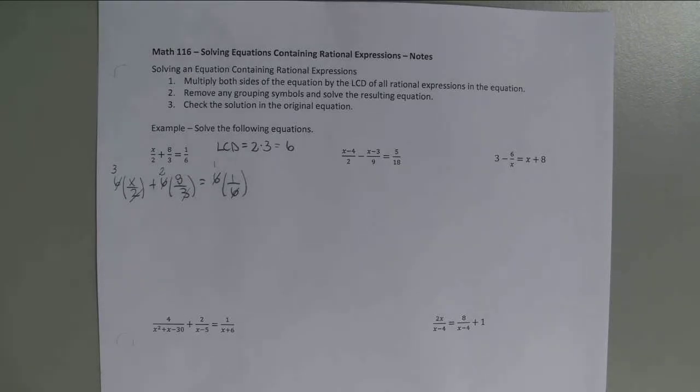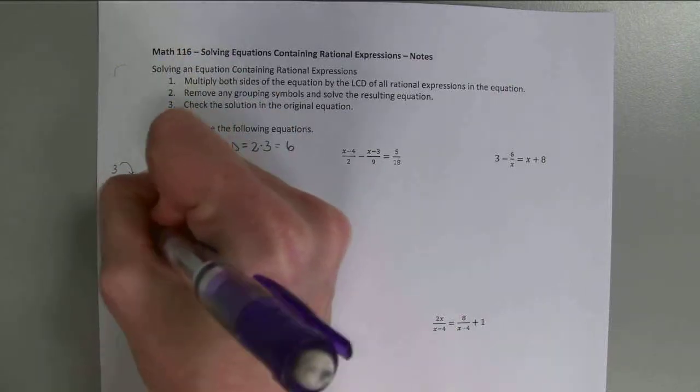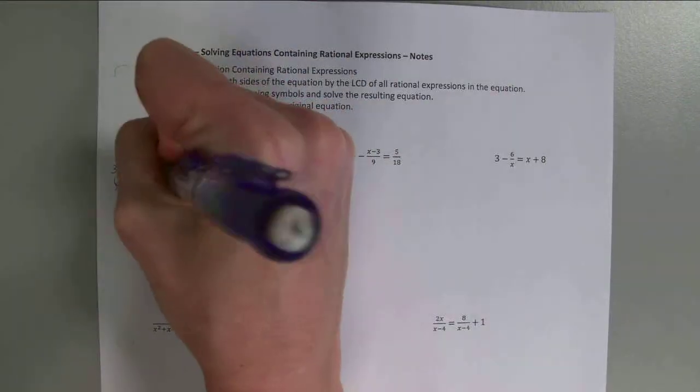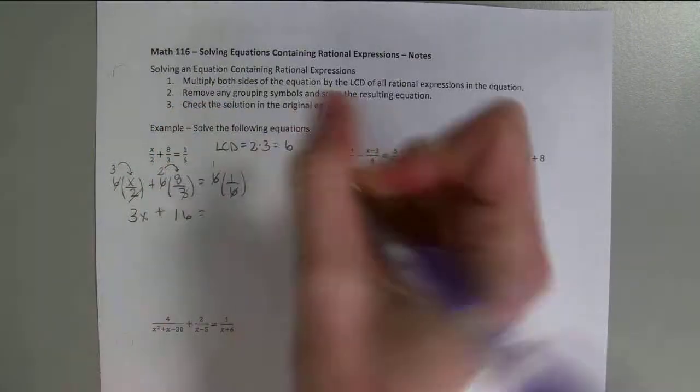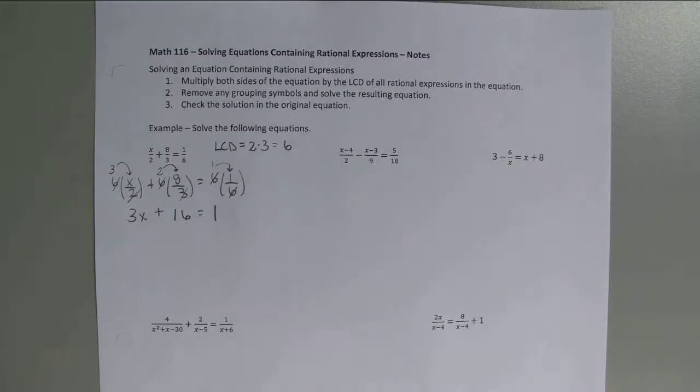All right, at this point, we just multiply what's left, all right? So here, what do we have? We have a 3 times an x, or 3x, right? We have a 2 times an 8, or 16. And we have a 1 times a 1, or 1. Can you guys solve that equation? It looks a lot better than that equation up there, right?